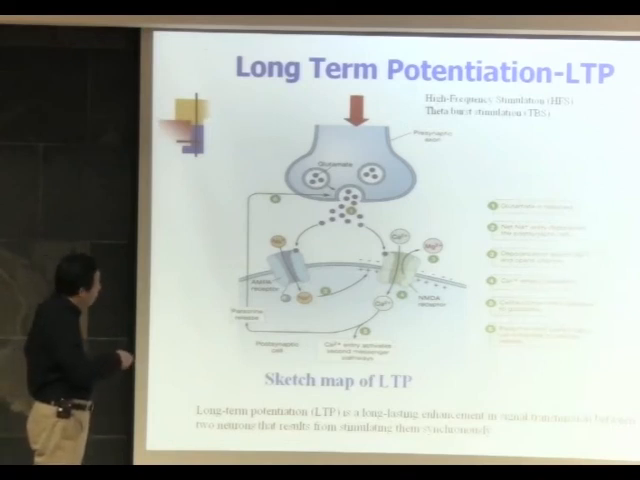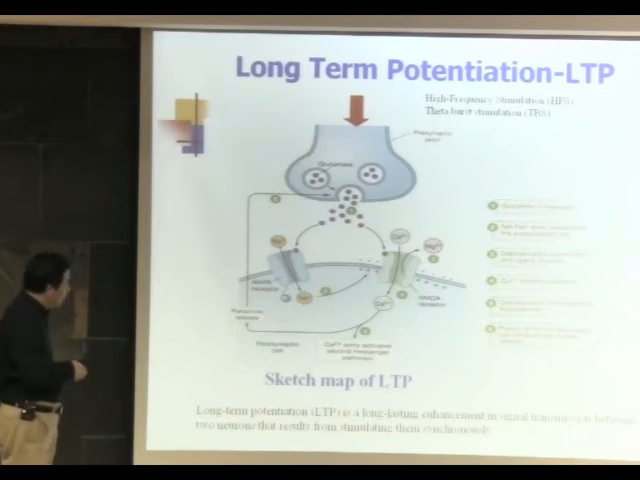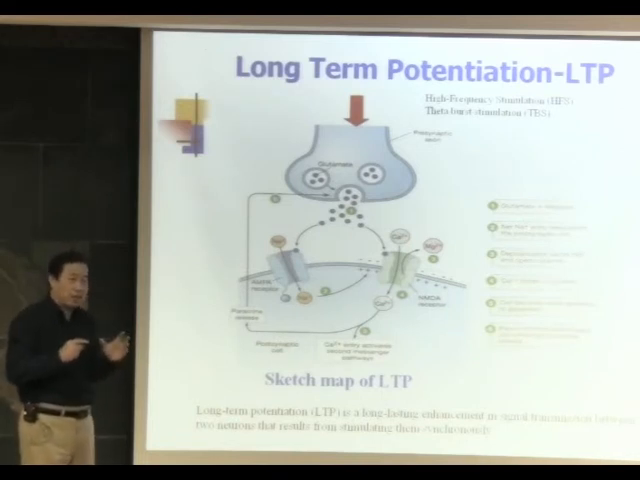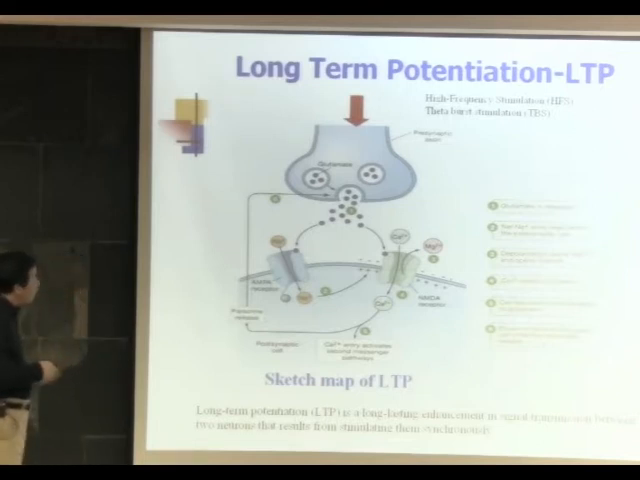A lot of calcium will enter the postsynaptic cell. Then the cell will be more sensitive to glutamate. We call this process positive feedback. So this is the molecular mechanism of long-term potentiation, LTP.